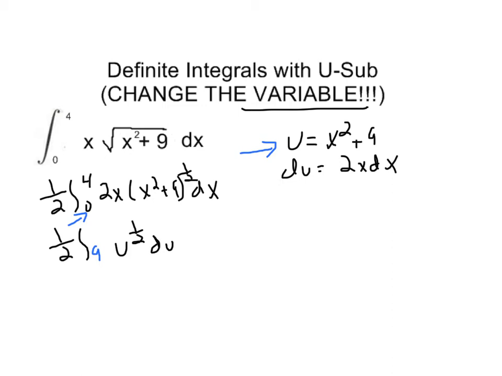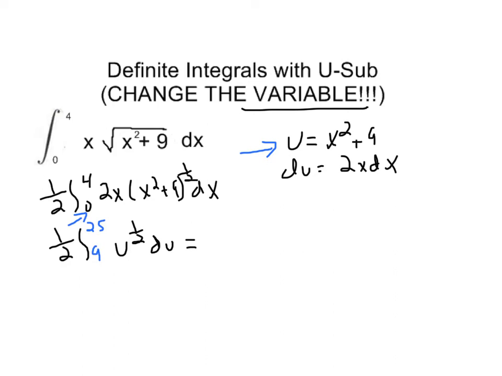My upper limit was 4. What is the new upper limit in terms of u? Well, when x is 4, u is equal to 4 squared plus 9, or 25. So I find my new u limits by changing the variable and figuring out what that variable is with respect to u. Now I just do my u integration.